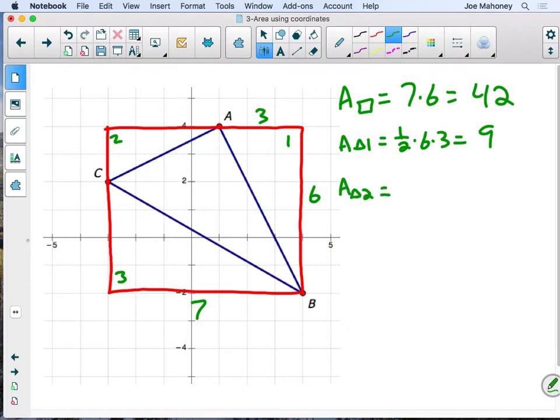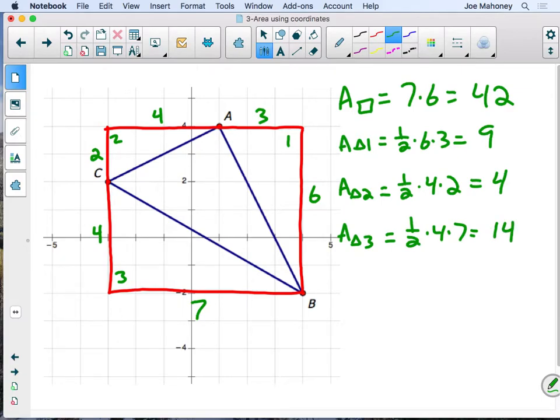If I find the area of triangle number 2, it goes over 4 boxes, 2 boxes there. So 1/2 of 4 times 2, which is 4. If I find the area of the third triangle, this side is 4, the bottom is 7. So 1/2 of 4 times 7, that's half of 28, which is 14. And the sum of those areas then, 14 plus 4 is 18, plus 9 is 27. And check this out. 42 minus 27 is 15.